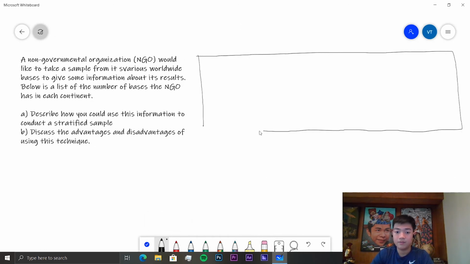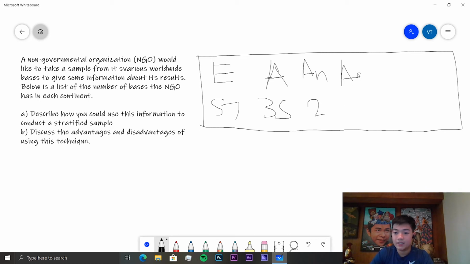they have, in Europe, 57 bases. In Africa, they have 35 bases. In Antarctica, they have 2 bases. In Asia, they have 35. In Oceania, they have 57. In North America, they have 85. And in South America, they have 35.